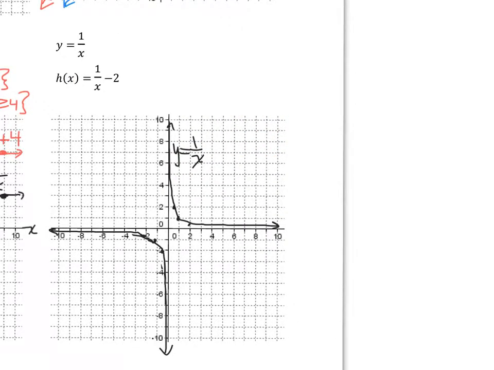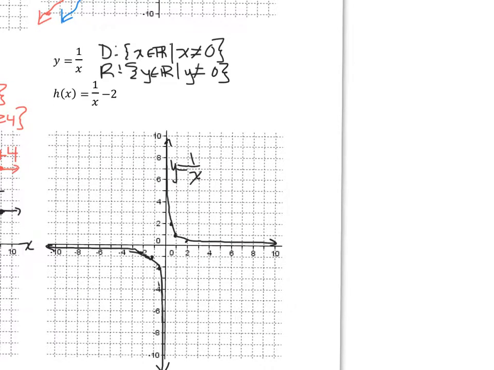So here we have the parent graph, y equals 1 over x. And remember, we have two asymptotes, which means we have to have two restrictions, one restriction on the domain, one restriction on the range, in which neither can be equal to 0. And now we're going to look at h of x as it's moving the parent graph down 2 units because we've got this minus 2 here. So let's graph that in a different color. All of these points are going to map down 2. And so what I have here, 1, 1 is going to map down to 1, negative 1.